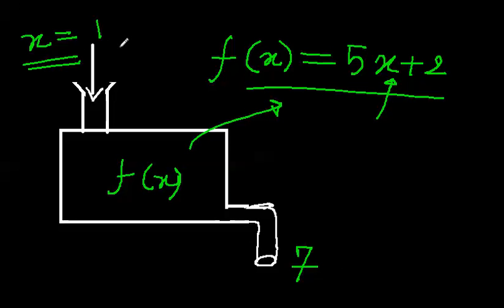7 is the output. If you put some other value, say 2, then I'm going to get 5 twos are 10, plus 2, 12. So I'm going to get 12. In a very similar way, this function works. And whatever values you can put here in the input part as x, all those values are called the domain. But be careful, you can't simply put all the values in it.